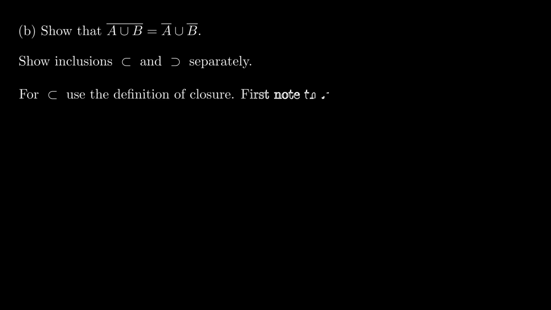Show that the closure of A union B is equal to the closure of A union the closure of B. Show both inclusions that make the sets equal. For the first inclusion, use the definition of closure. First note that A is a subset of its closure and B is a subset of its closure. Then A union B is a subset of the closure of A union the closure of B.